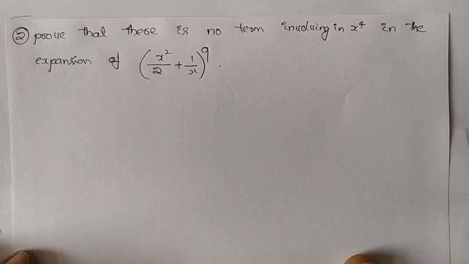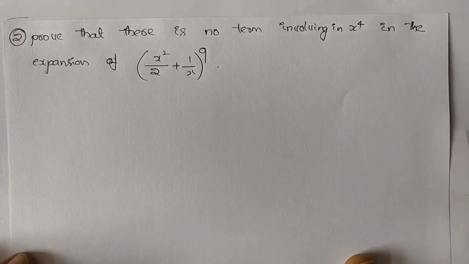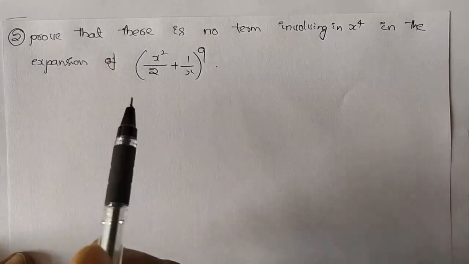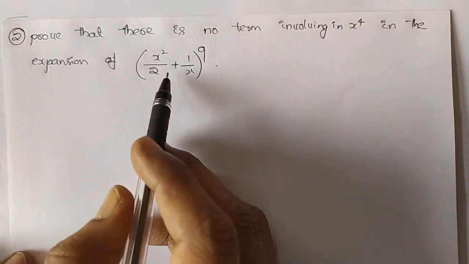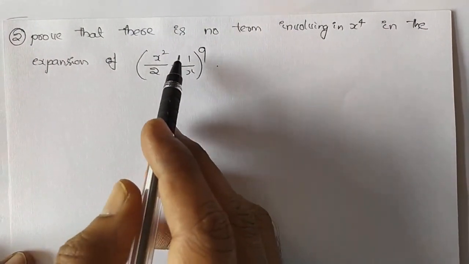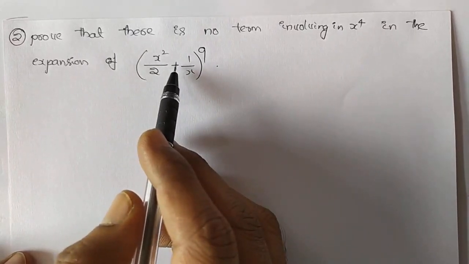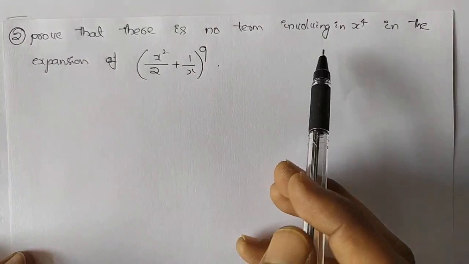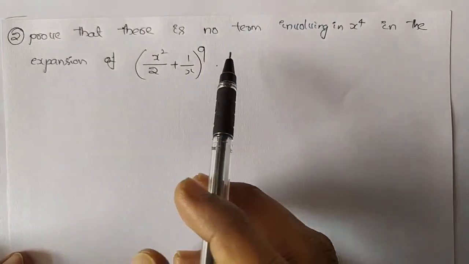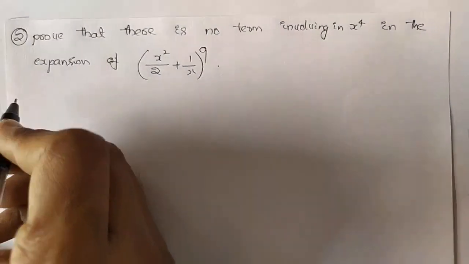Here we have one more question. Prove that there is no term involving x power 4 in the expansion of (x square by 2 plus 1 by x) whole power 9. If we expand this, there will be no term involving x power 4. That's what we have to prove. Solution.